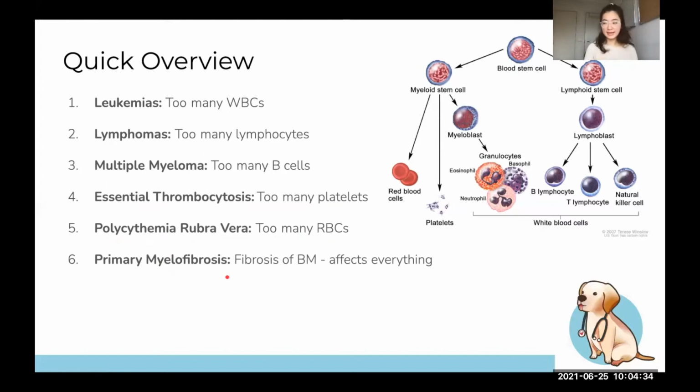That's when you get fibrosis of the bone marrow. And if you think about it, all of your cells come out of your bone marrow. So fibrosis of this will end up affecting all of your cell lineages, hence affecting all of the cells that come out.